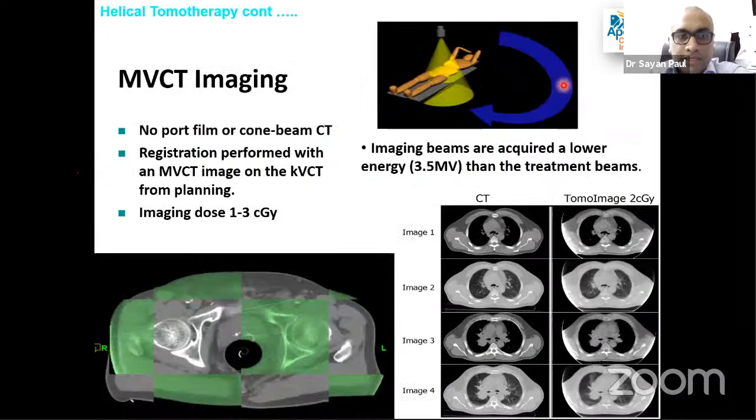So we don't need any port film or cone beam CT. Registration is performed with an MVCT image on the KV CT from planning. It matches MVCT with KV CT. Imaging dose is 1 to 3 gray.